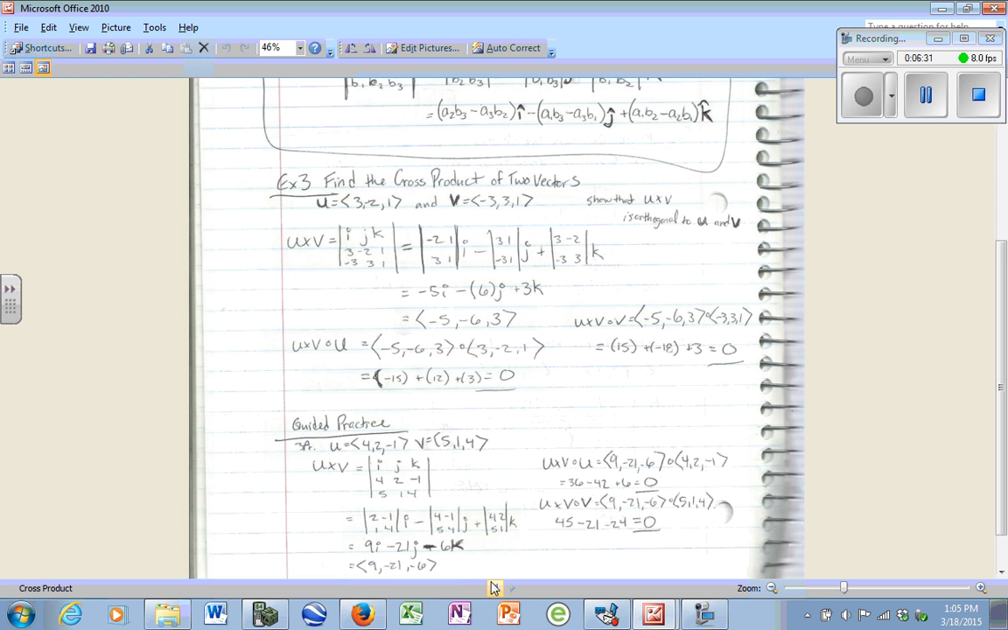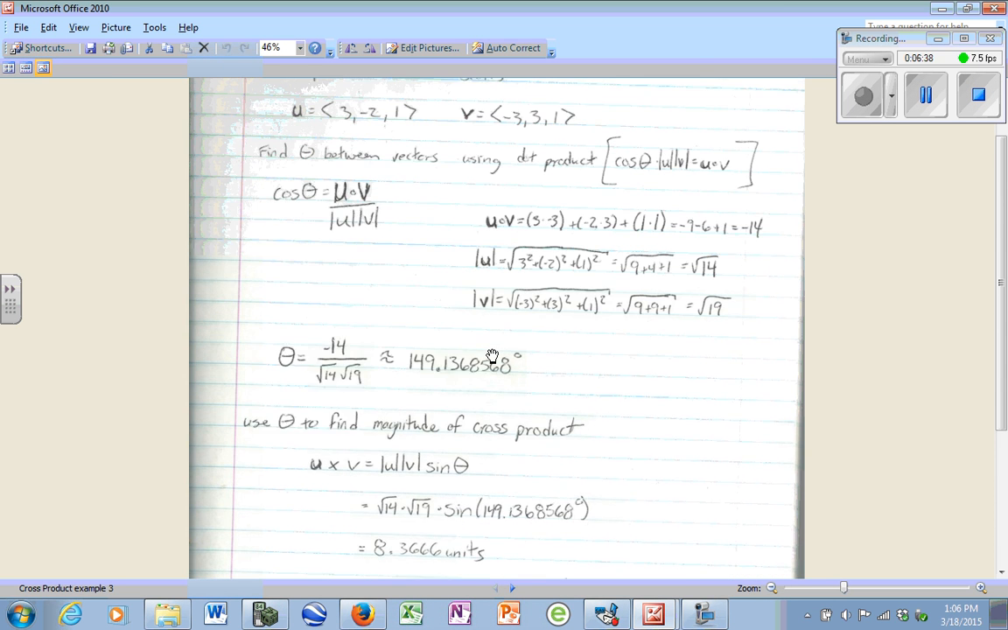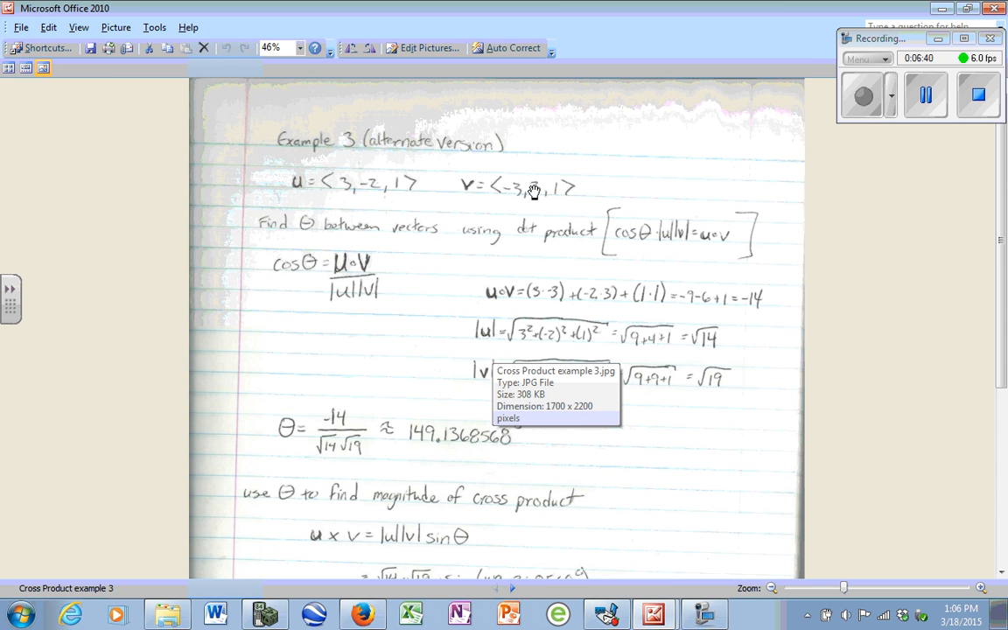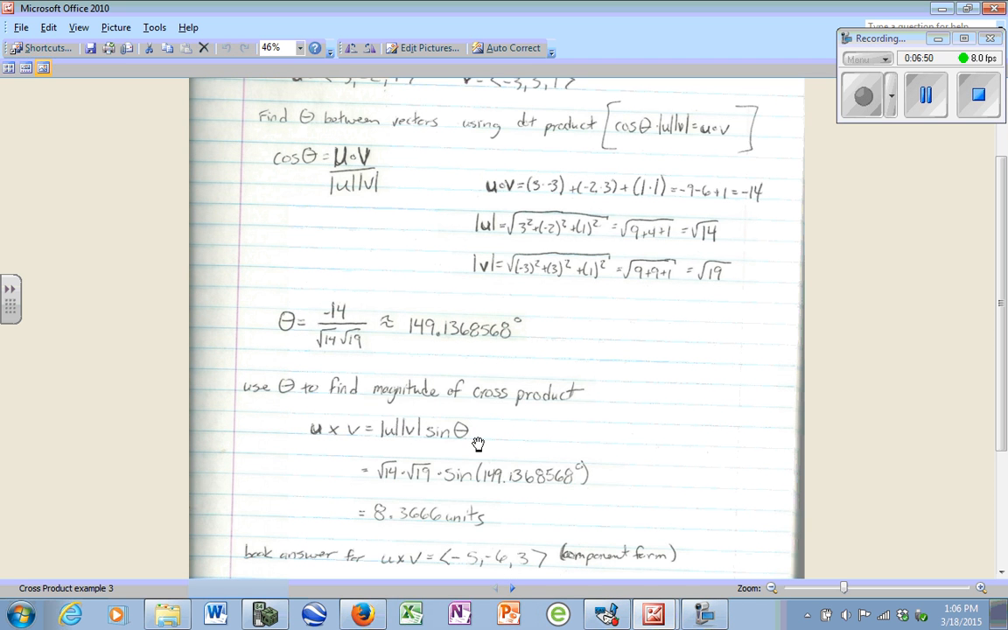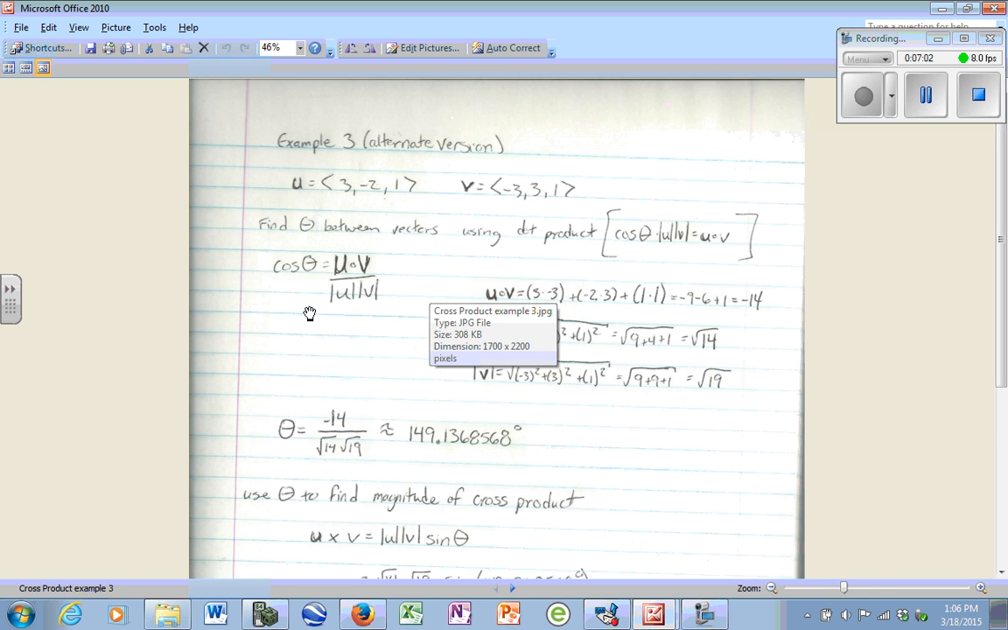Now I'll show you an alternate version on that one, and I think you'll see what's going on with this one. Okay, alternate version here. Take the same two vectors, and this time I have to find out what the angle is between these two vectors, because when I get to my new definition of the cross product, then it involves the angle, right? Okay, so what I need to do here is I use our other definition for the dot product, and I'm going to solve it for the angle.